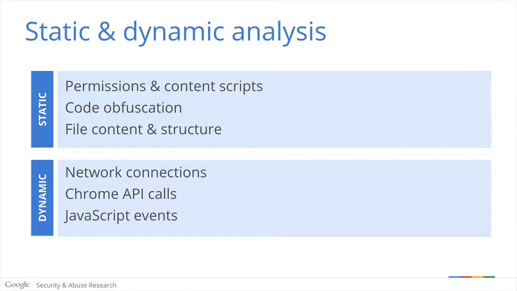So our static analysis is pretty rudimentary. We basically extract all the permissions that the extension uses, as well as where the content scripts run. We also try to measure script entropy or code obfuscation. But for dynamic analysis, it's a little bit more interesting.